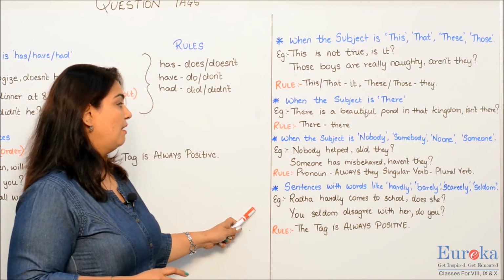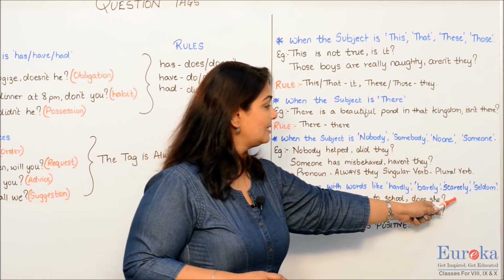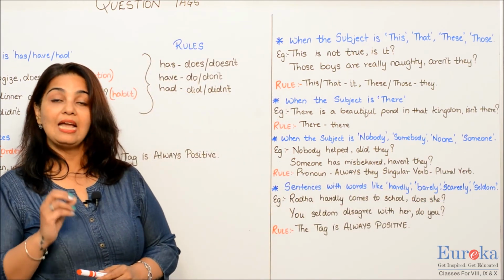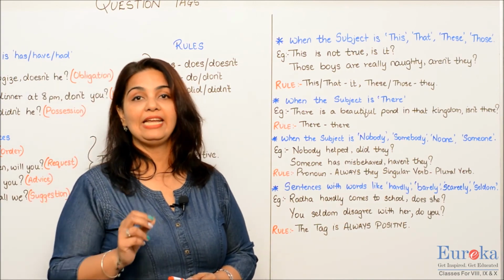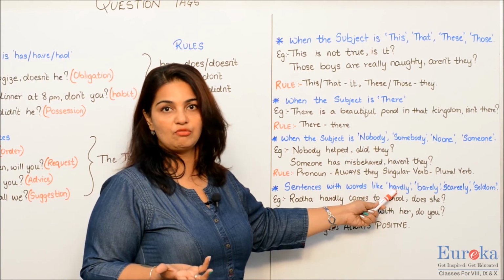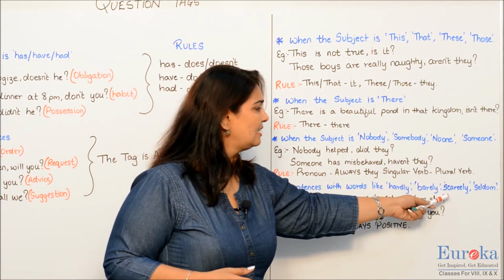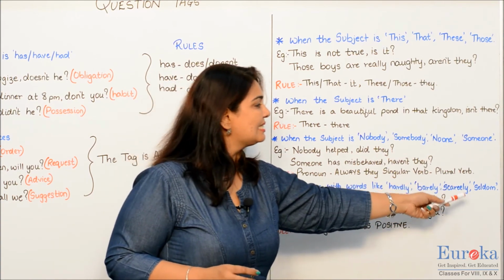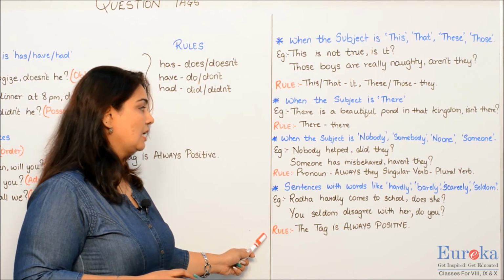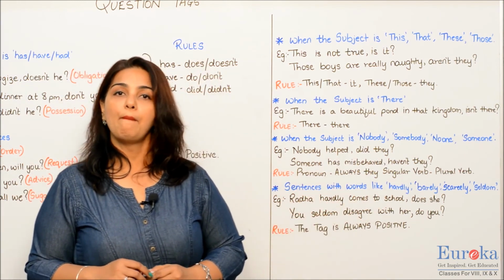The last one, where words like hardly, barely, scarcely, seldom. Now these sentences already have the tone of negation. That means when we say hardly, not regular. Barely, again not regular. Scarcely, very rare. Seldom, once in a while. So, when the sentences are with these words, your tags will always be positive.